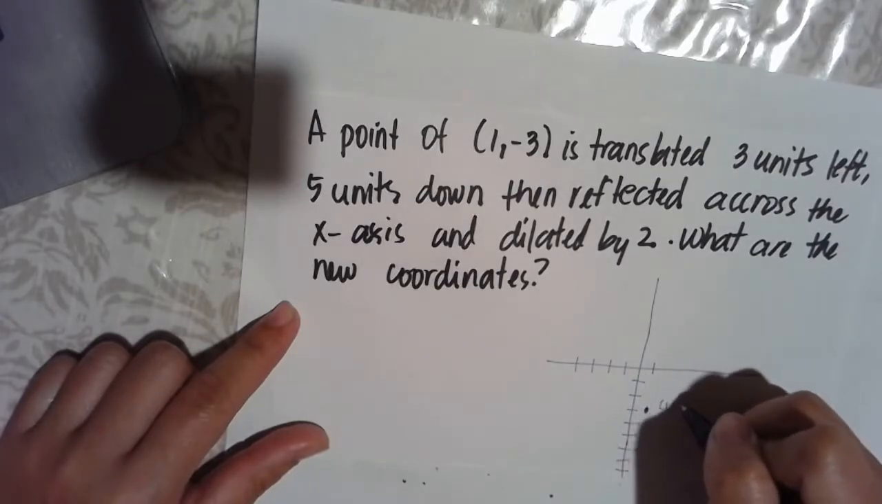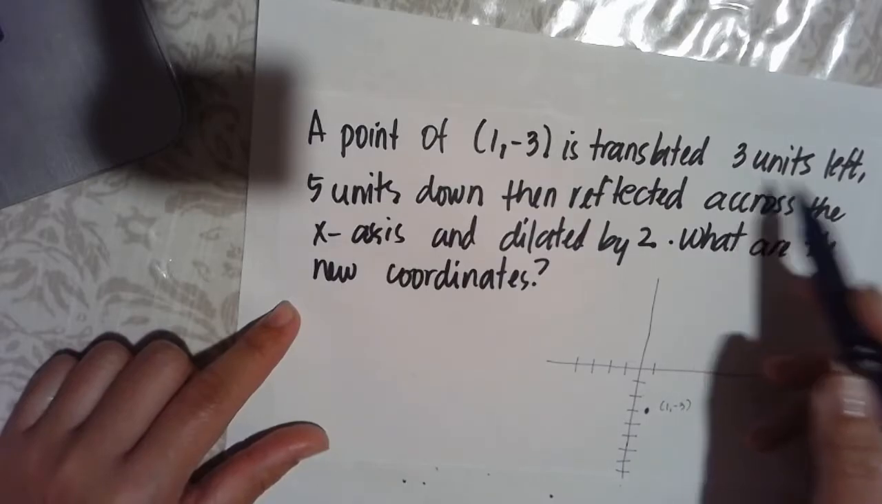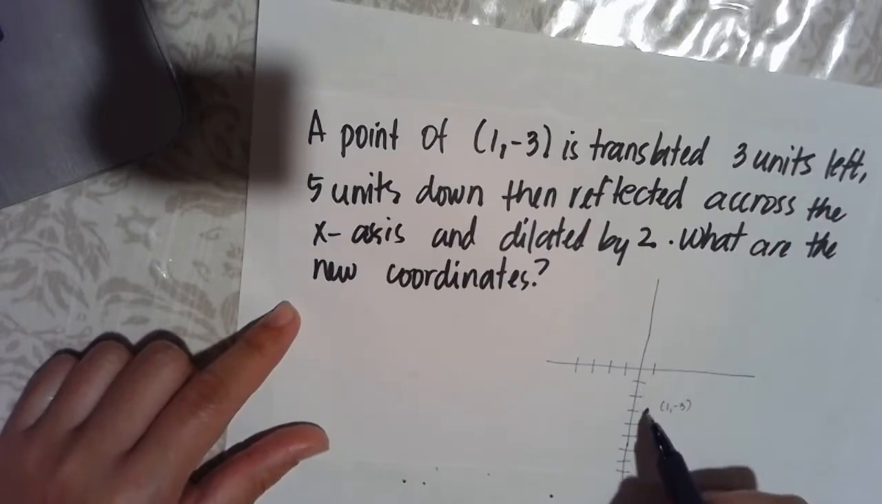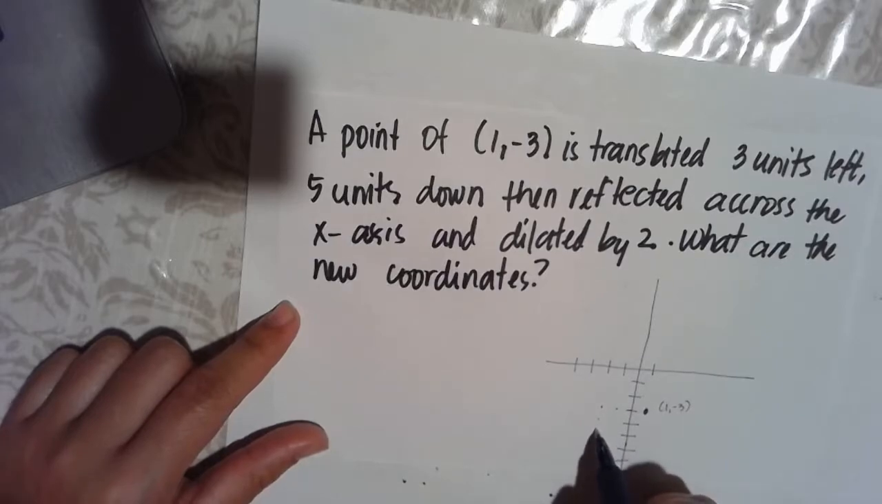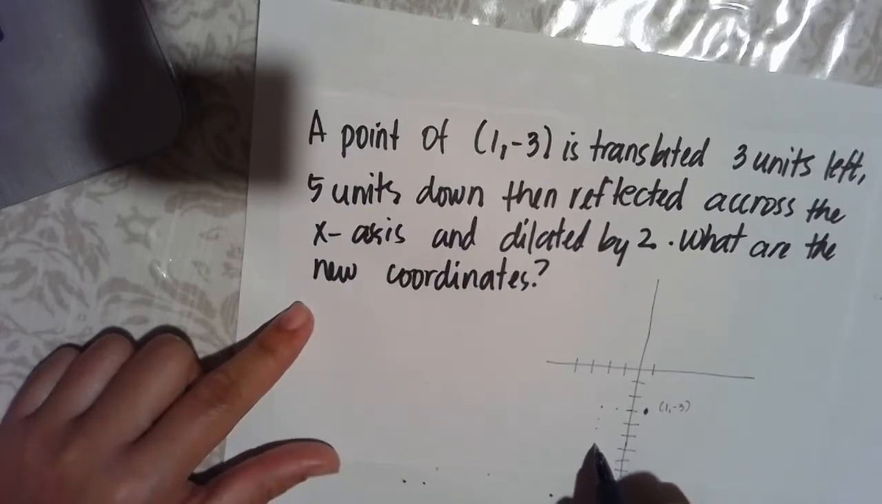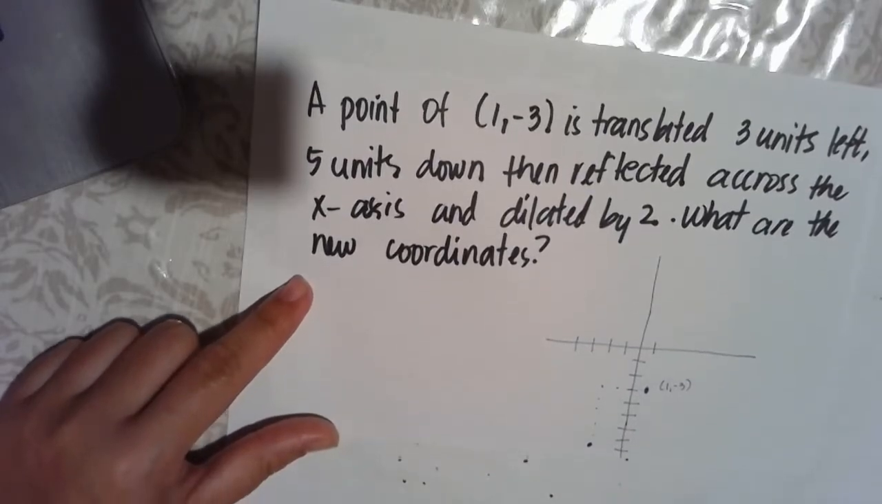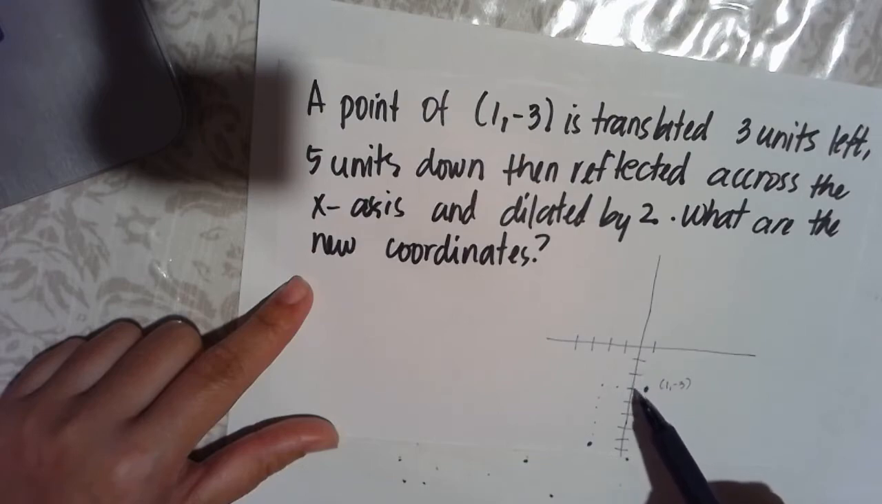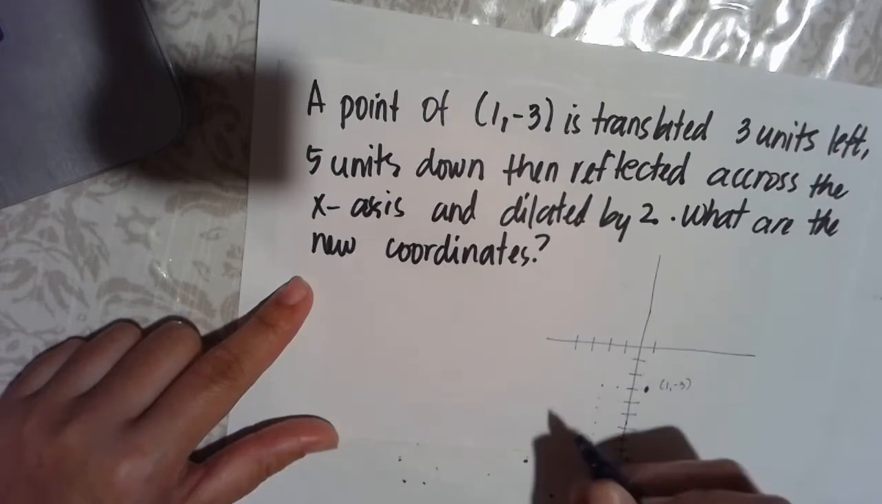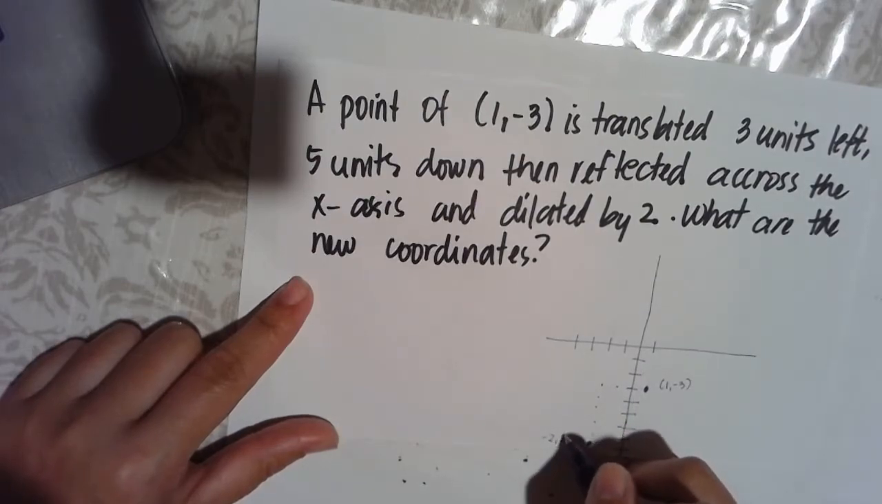This is 1, negative 3. It says 3 units to the left and 5 units down. 1, 2, 3. That's 3 units to the left and 5 units down. 1, 2, 3, 4, 5. So this is negative 2, negative 8.